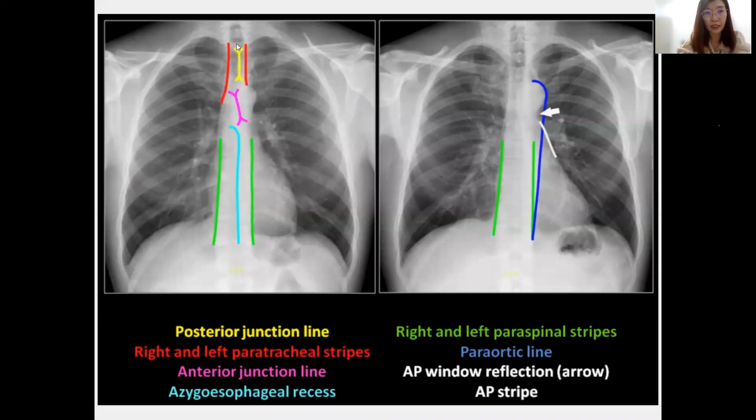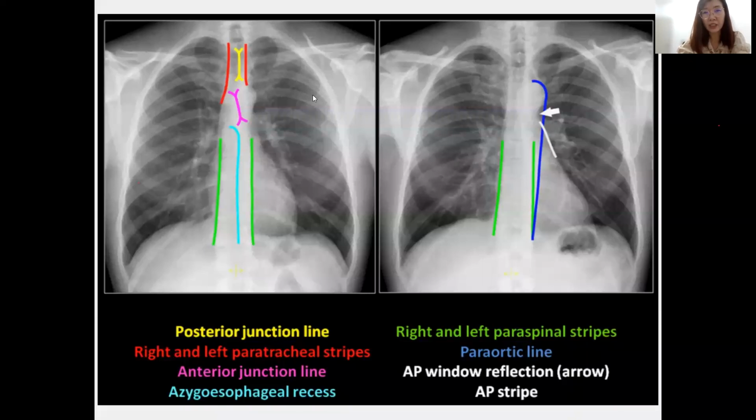So the posterior junctional line here is the border between the two upper lobes posteriorly, forming a line here, the posterior junctional line. Then the red color is the paratracheal stripe, which should be thin and nicely delineated just beside the spine. And then the azygoesophageal recess, most of the time we don't see this. And then the paraspinal line must be sharp and nice here. And then the para-aortic line, okay? Look at the aortic and the descending aorta margin. And then this is the aortopulmonary window reflection, okay?